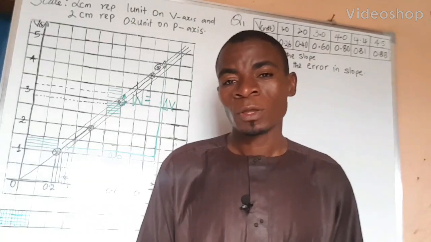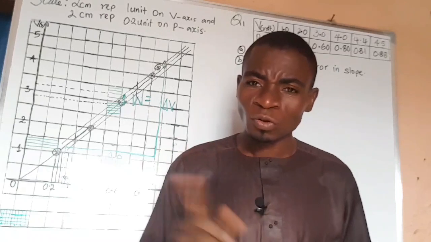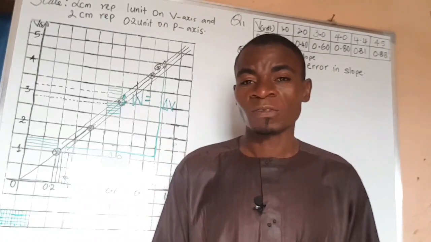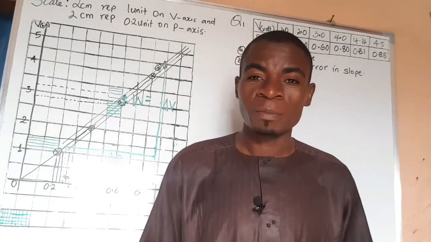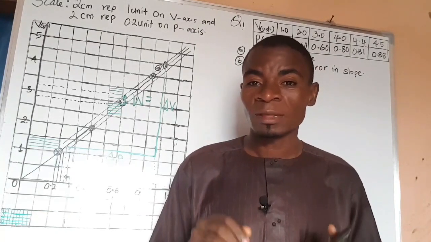Error in the slope. But when it comes to graphs in physics, there are certain things you don't need to ignore at all. One of those things is the scale, and that is what differentiates a physics graph from a mathematics graph. You don't need to ignore the scale.